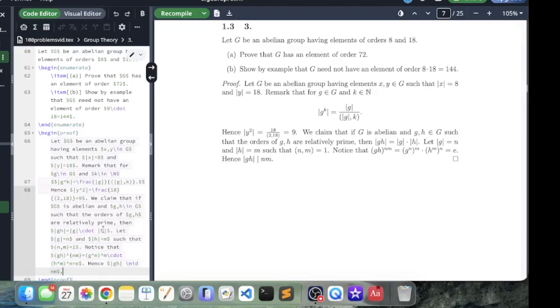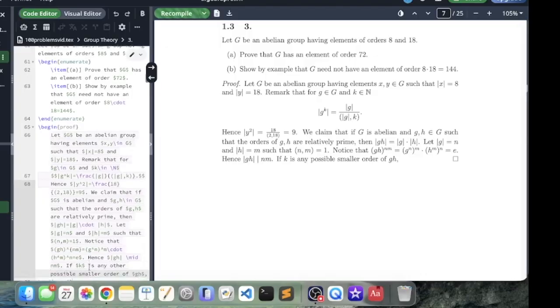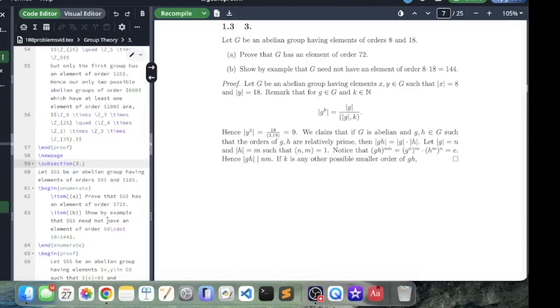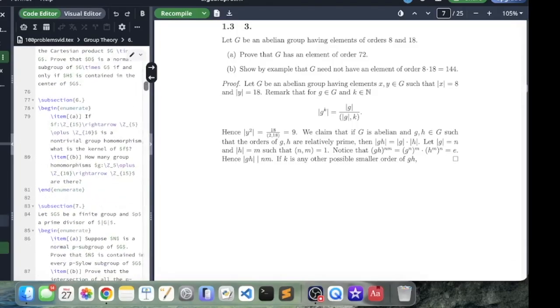Now we want to show the opposite: nm divides any order of gh. So if k is any other possible smaller order of gh, oops, I just went to a completely different problem. Oh, I did it twice in a row.